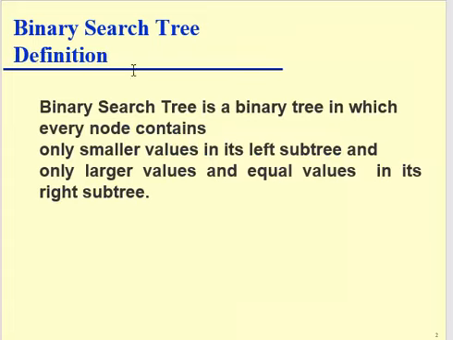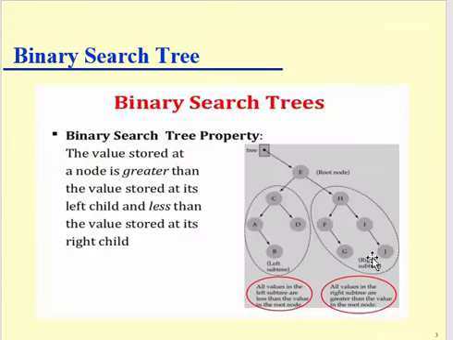What is the definition? A binary search tree is a binary tree. So the first condition is that it should be a binary tree in which every node contains only smaller values in its left subtree and only larger or equal values in its right subtree. Like you take this example, suppose you are having this binary tree. Now you take this node. So all the values that are on the left side should be smaller than E, and all the nodes that are on the right side, that means this is your right subtree, should contain the values that are either greater than E or equal to it.